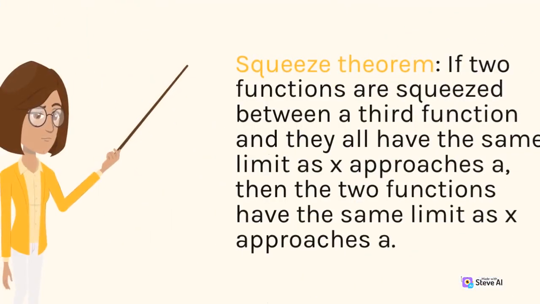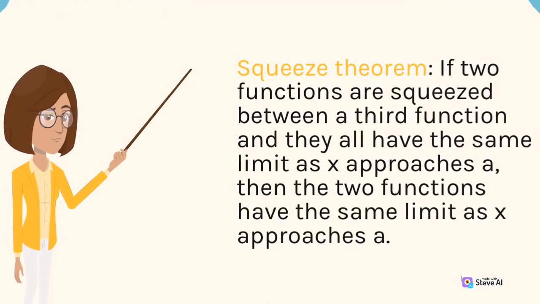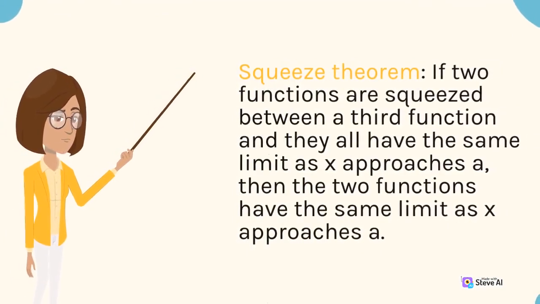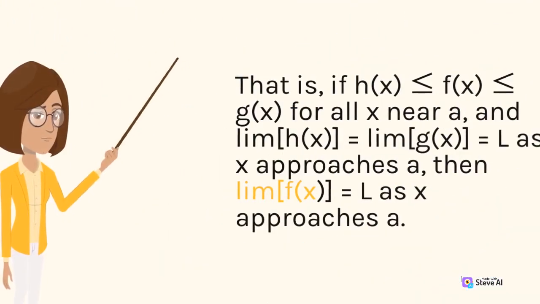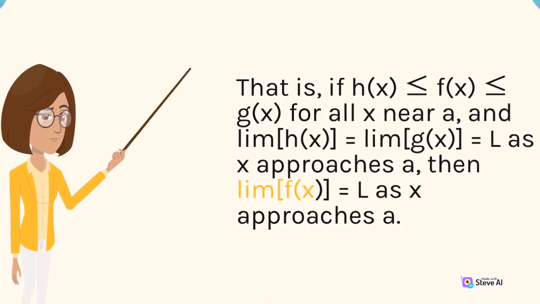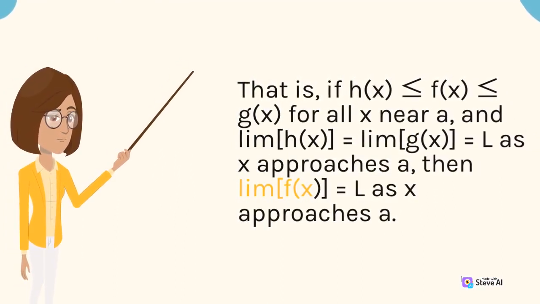Squeeze theorem. If two functions are squeezed between a third function and they all have the same limit as x approaches a, then the two functions have the same limit as x approaches a. That is, if h(x) ≤ f(x) ≤ g(x) for all x near a, and lim h(x) = lim g(x) = L as x approaches a, then lim f(x) = L as x approaches a.